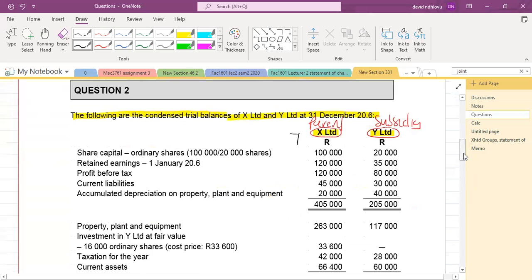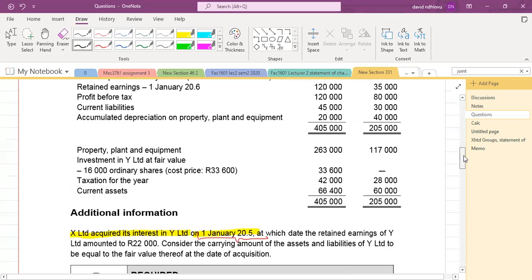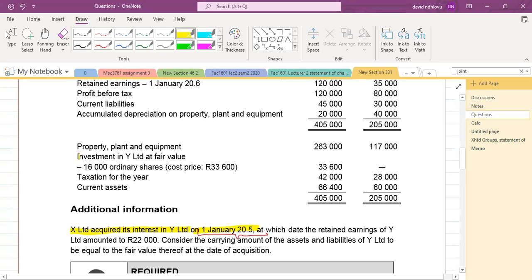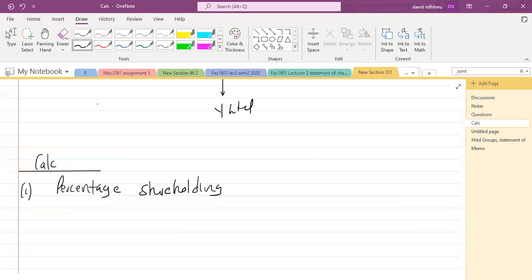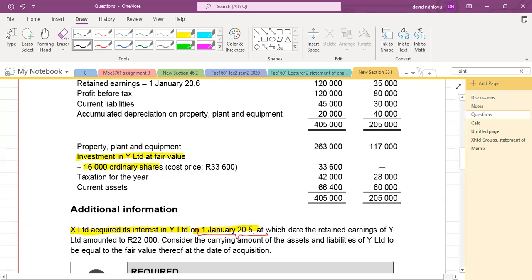You go to the acquiring entity, which is X Limited. Remember, when you buy shares in another company, to you, it is an investment, it is an asset. So it will be recorded as such in your trial balance. Under X Limited, there is investment in Y Limited, which is an asset, where they tell you that we bought 16,000 ordinary shares. The percentage shareholding is determined by the number of shares that you hold over the total number of shares in that particular company.